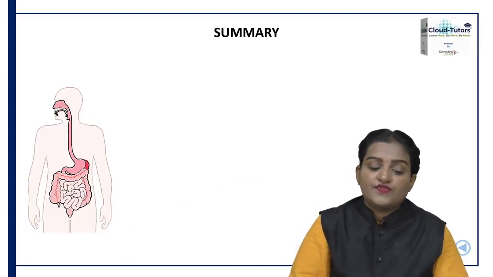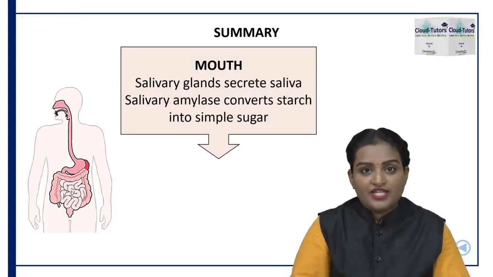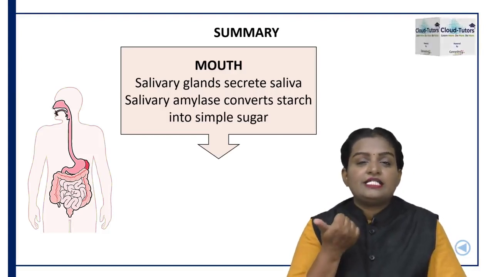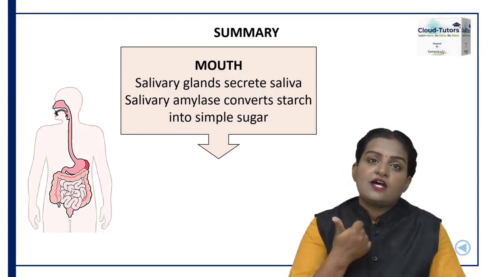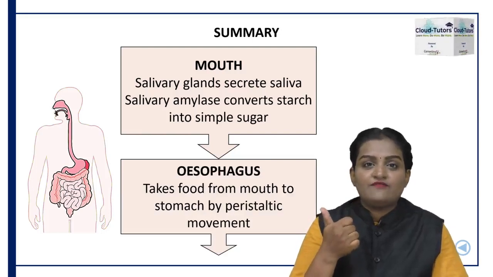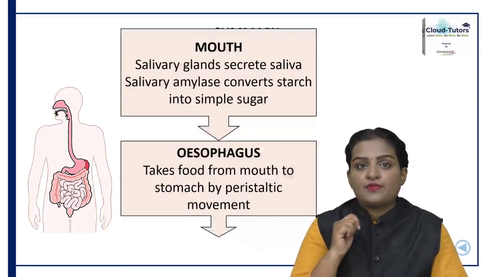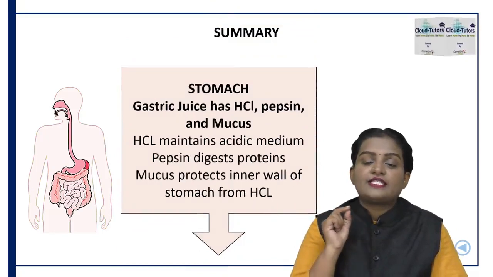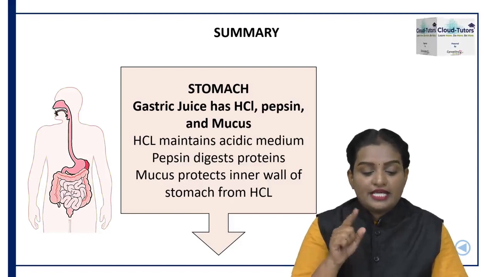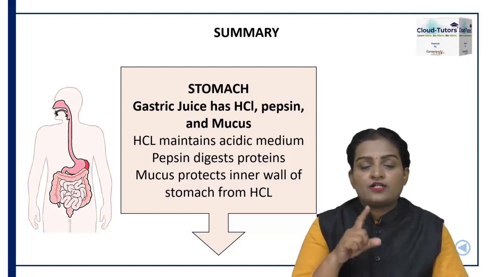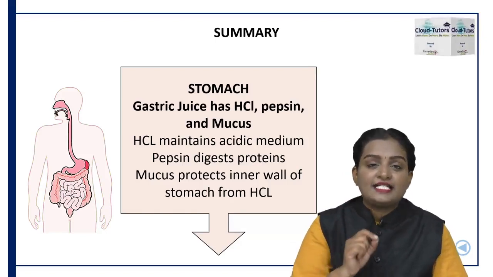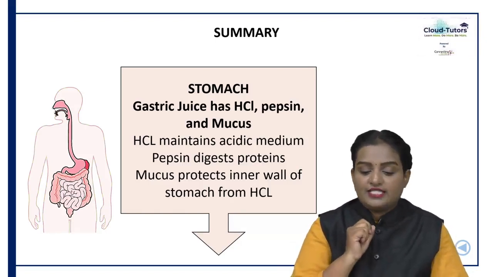Coming to the human digestive system, it starts with mouth ingestion. Salivary glands will release saliva. Salivary amylase digests carbohydrates, that is starch, into maltose. Then it goes to the esophagus where peristaltic movement will push the food into the stomach. In the stomach, we have an acidic environment due to the presence of concentrated HCl, and mucus protects the cells from getting eroded by the HCl. The main enzyme here is pepsin, which needs an acidic environment for digestion of proteins.